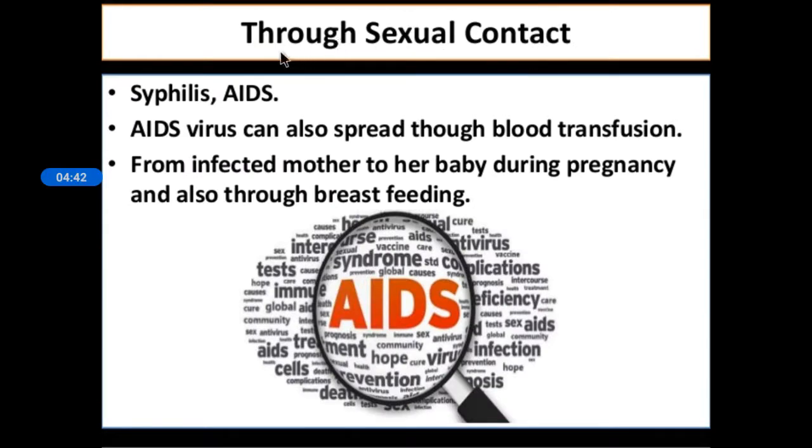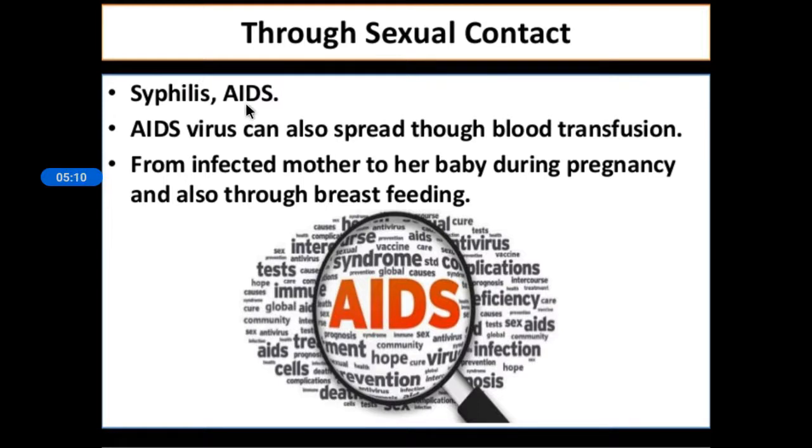And through sexual contact, that means sexually transmitted diseases. We are going to discuss syphilis and AIDS. These are the two diseases. Questions can be asked like this: name two diseases that are spread through sexual contact, or sexually transmitted diseases. Syphilis and AIDS. We must know more about AIDS, so please make a note of it.